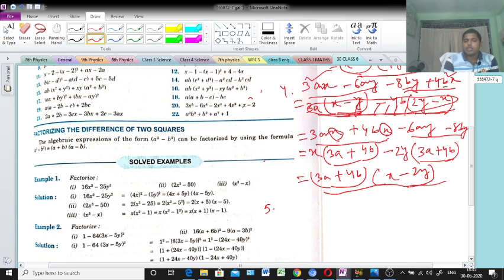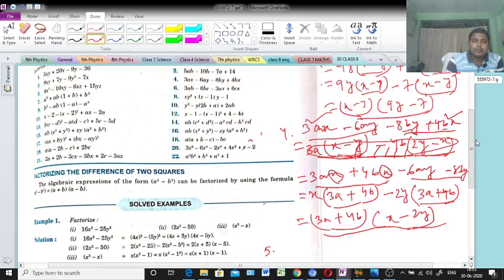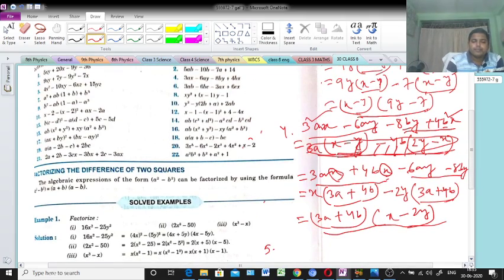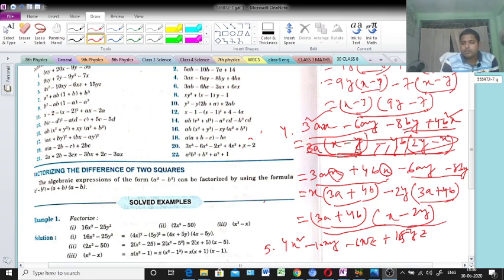Next problem, question number 5, read the question and try to do it. Question number 5 is telling 4x square minus 10xy minus 6xz plus 15yz. This is the question. Do it. Try to do it, everyone.